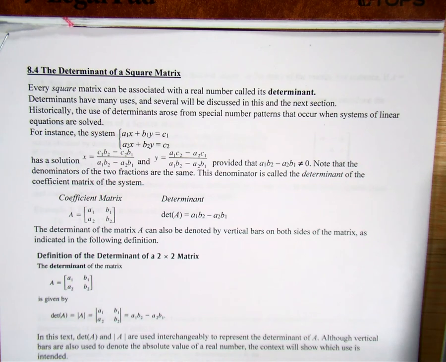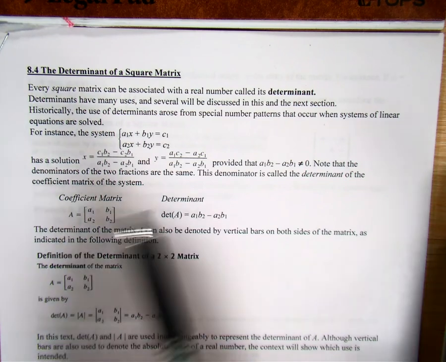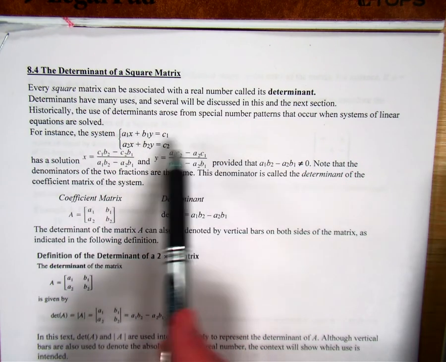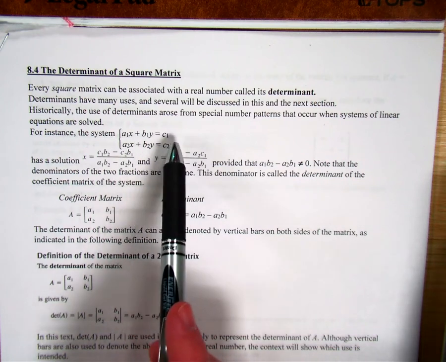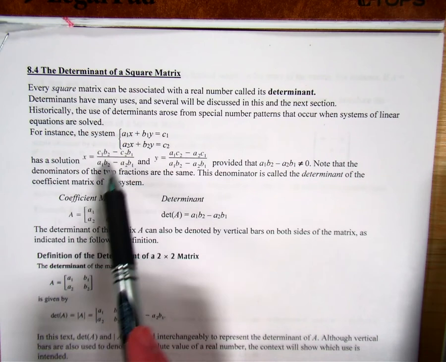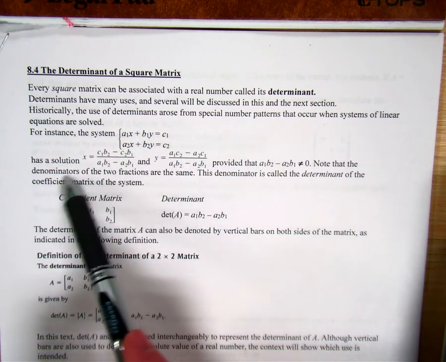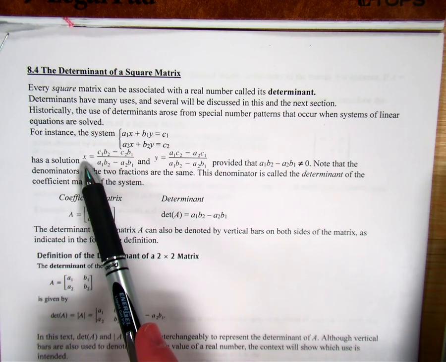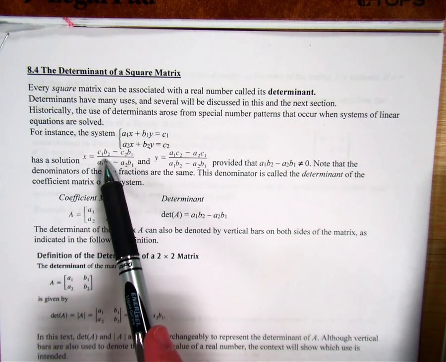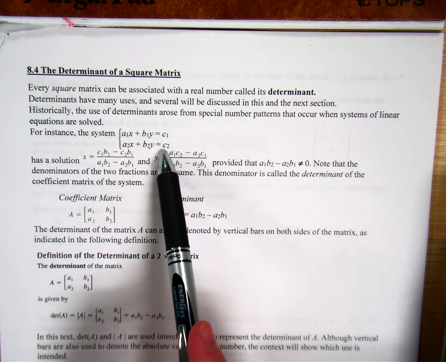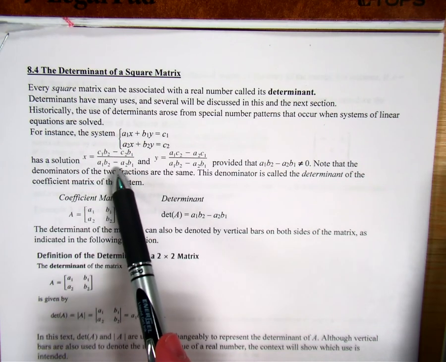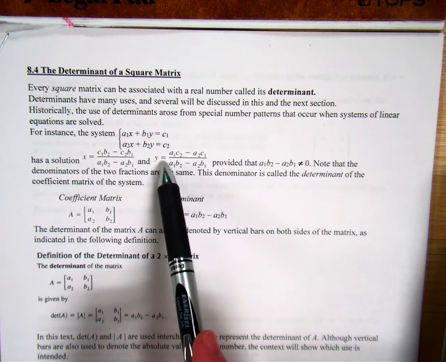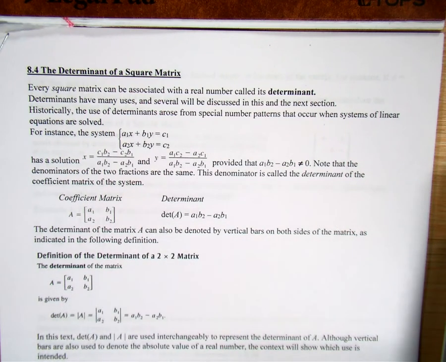Historically, the use of determinants arose from special number patterns that occur when systems of linear equations are solved. Okay, so we can look at the patterns here for a system of two linear equations. If you didn't want to go through and do the substitution or elimination, we have a pattern here that the solution will have the answers of x equals C1 times B2 minus C2 times B1 over A1 B2 minus A2 B1. And then y will equal that as long as the denominators don't equal 0.